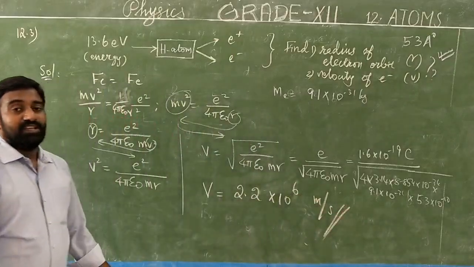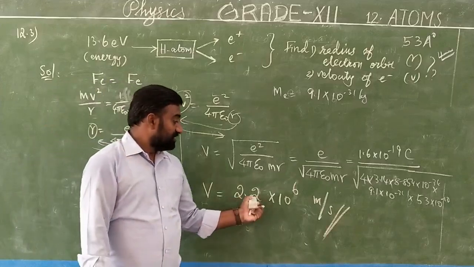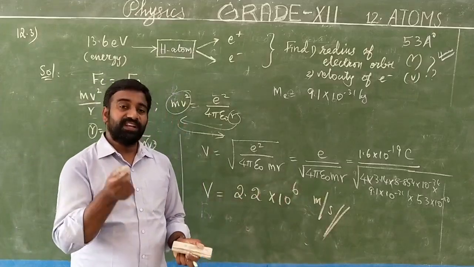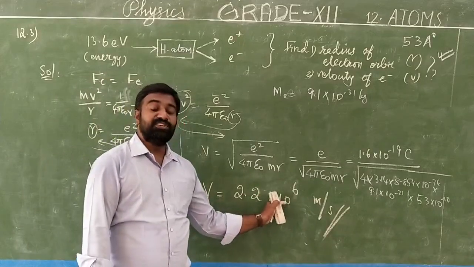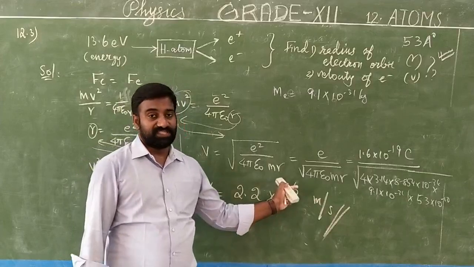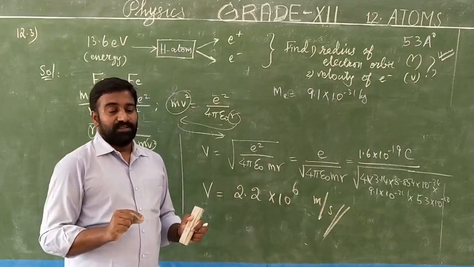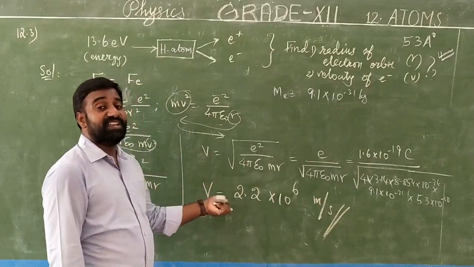Which means the electron rotates very fast. Think about it, the electron rotates within this much time. The electron speed is not equal to the speed of light but less than it. The speed of light is 3 into 10 to the power 8, but here it comes to 2.2 into 10 to the power 6, not equal to the speed of light but less than it. Even compared with a jet plane, this velocity is very high.